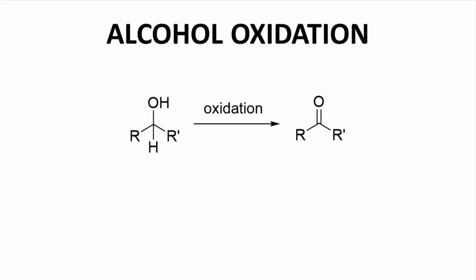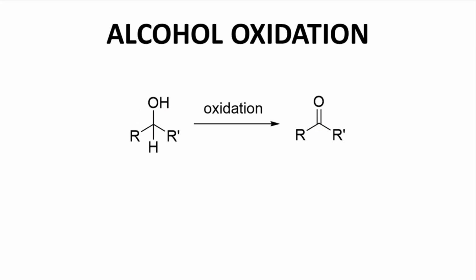Let's briefly discuss alcohol oxidations. What happens in an alcohol oxidation? We are going from a carbon-oxygen single bond to a carbon-oxygen double bond. We have formed a new pi bond. Reactions that form new pi bonds are often elimination reactions, and indeed many alcohol oxidations are actually elimination reactions. Specifically, they are very similar to E2 reactions.